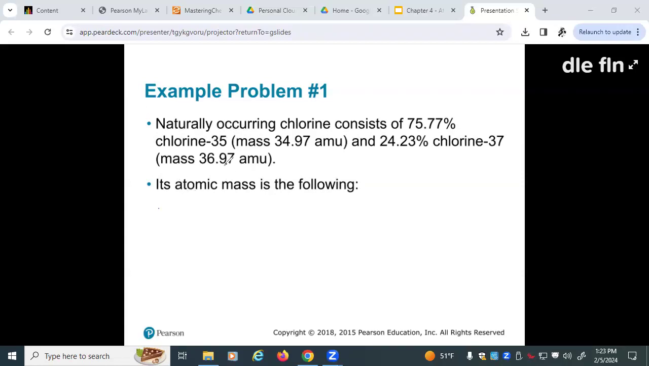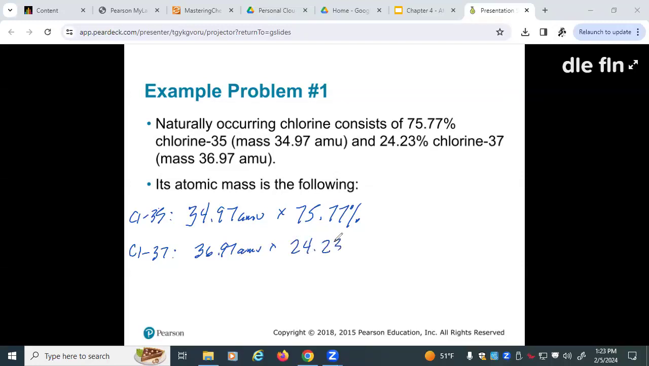So what I need to do is take my mass and multiply it by my weight. So for chlorine-35, that calculation looks like this. For chlorine-37, that calculation looks like this: 36.97 AMUs times 24.23%.